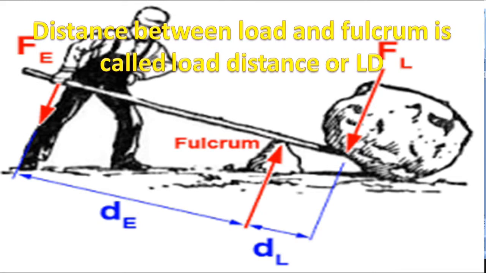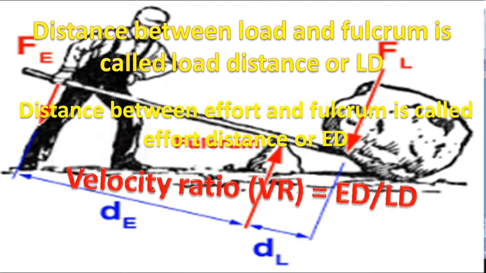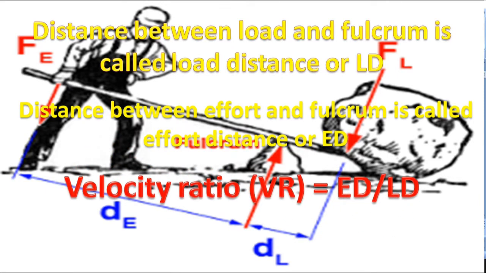Distance between load and fulcrum is called load distance. Distance between effort and fulcrum in the simple machine is called effort distance or ED. Velocity ratio of simple machine is equal to the effort distance by load distance, or distance moved by effort to the distance moved by load.